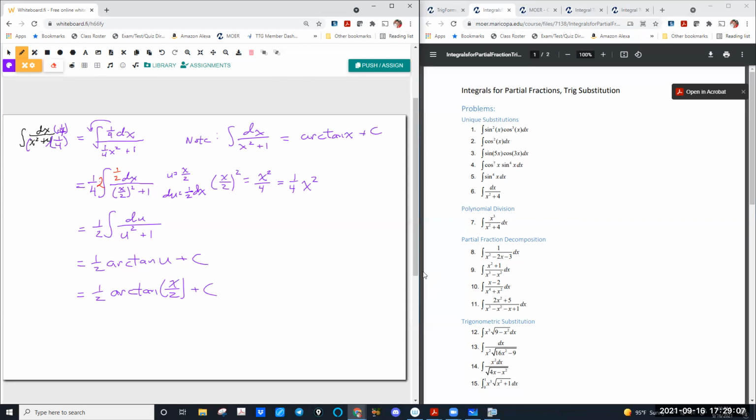Questions about this one? Again, it's not a straightforward substitution. We had to do a little bit of manipulation first to make it a substitution.